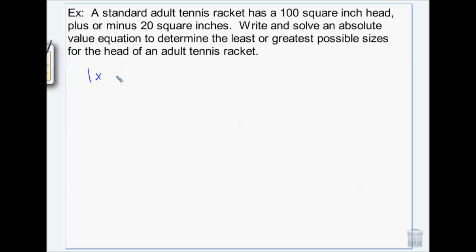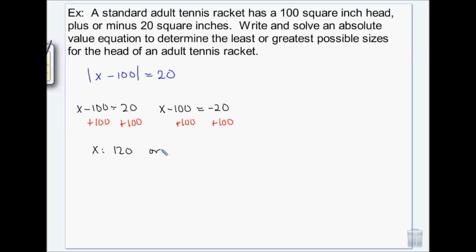So that's going to be, hold on, I have to think about it. So x minus 100 is equal to 20. So when you split that, you get x minus 100 is equal to 20, or x minus 100 is equal to negative 20. Add 100 to both sides. And you get x is equal to 120 or 80. Now, the easy way to do that, 100 square inches plus or minus 20 inches.